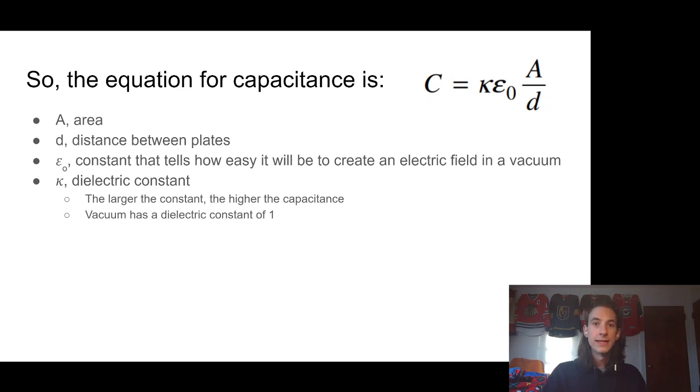we have this idea that the capacitance is equal to this dielectric constant times epsilon naught times the area divided by d, the distance between these plates. And yeah, kind of a weird idea. But the larger the constant, the higher the capacitance. And for a vacuum, kappa is just equal to 1.